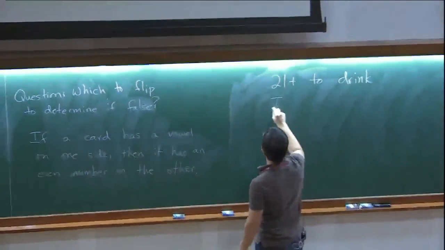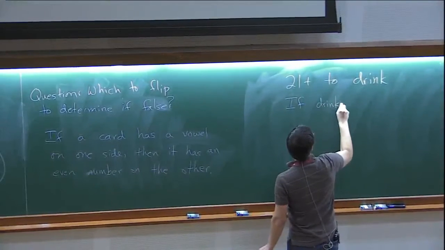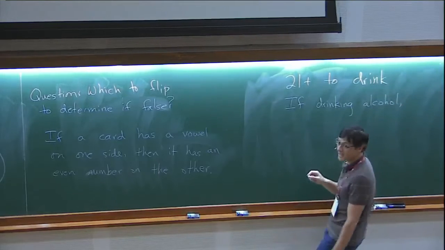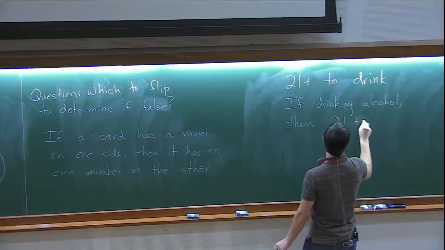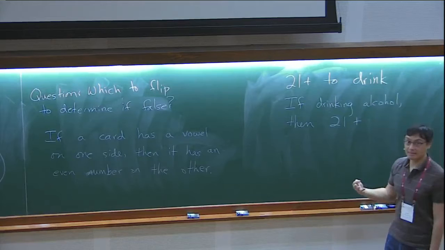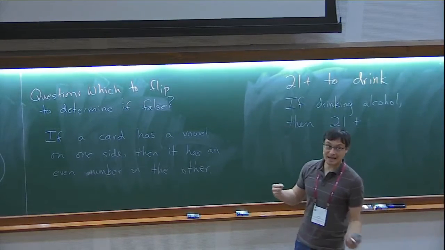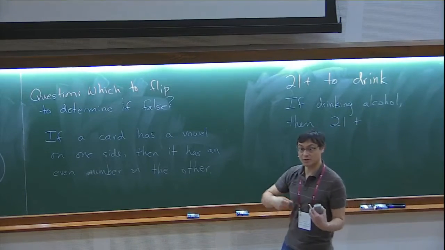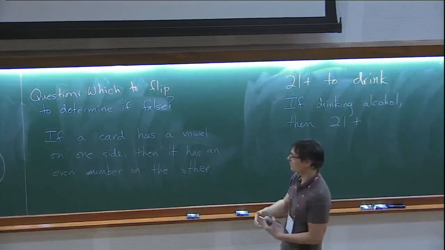The logical statement is that if you're drinking alcohol, then you have to be 21 plus. Now you're the cop, and you go into the bar. Each individual is going to have a drink and an age. So for each person that's drinking something, you could check their age, or for each person whose age you know, you could ask what they're drinking. Just like the two sides of the card.